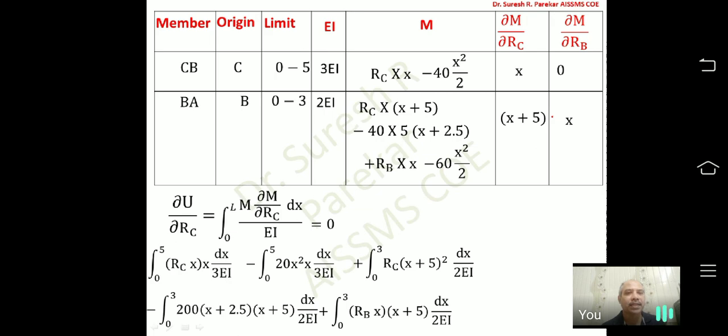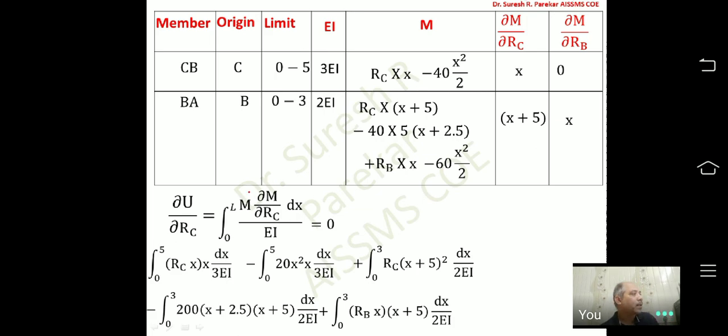So first we have RC into X, and that is again into X. Separate out here only. EI, keep in mind we have 3 EI, minus 20x square by 20x square into X dx upon 3 EI, and in the same fashion we have this value, and then RC into X plus 5. This will be at M into dabba M by dabba RC. So this is most important.